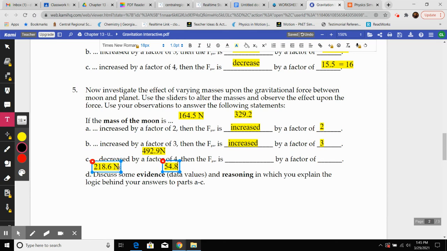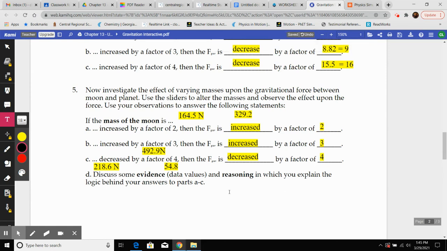So look, it was originally this, it got to this. So did it decrease? Yes, it decreased by a factor of, well, this number is 3.989 and change times smaller, so it decreased by a factor of 4.